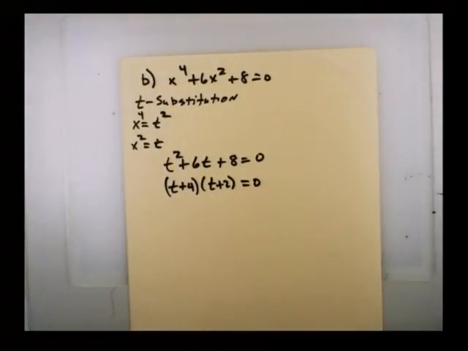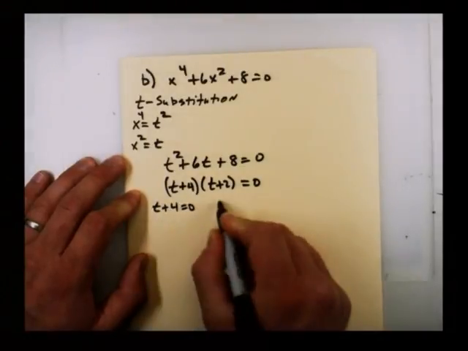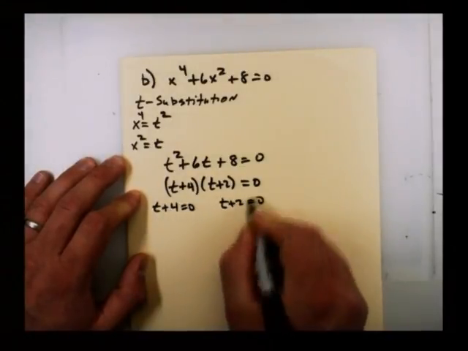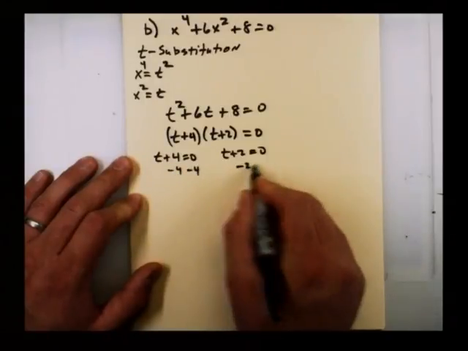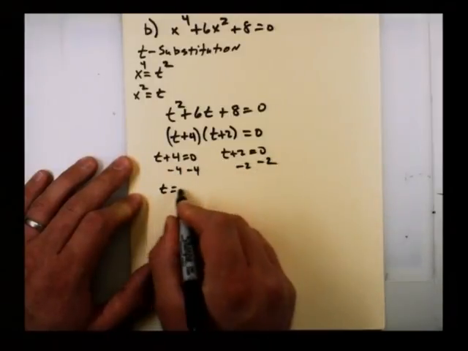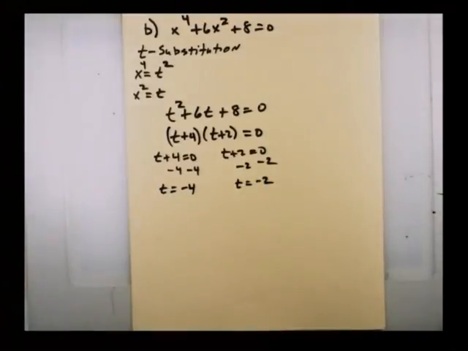I'll assume that you know how to solve that. Our two solutions that we get out, t plus 4 equals 0, t plus 2 equals 0. Minus 4 from both sides, minus 2 from both sides, so we get t is equal to negative 4. This one we get t is equal to negative 2. Now, I'm not going to lie to you, 9 out of 10 students circle that, walk out the door, think they got the right answer.